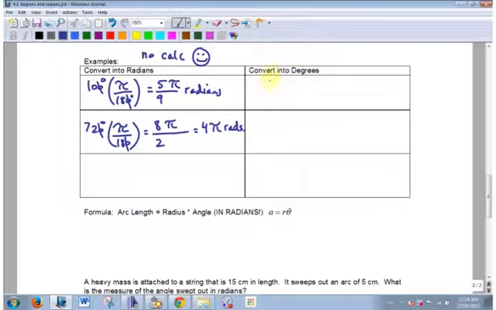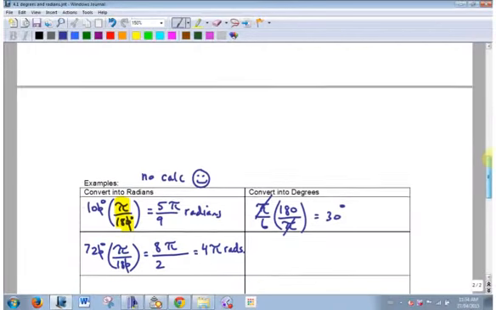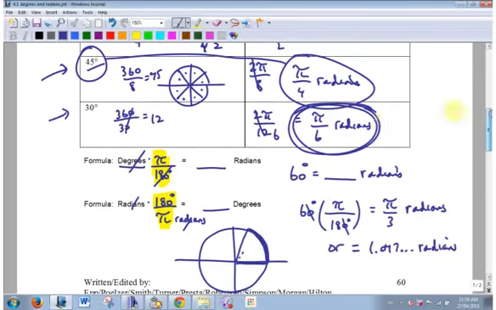Okay, how about convert into degrees? Pi over 6. What factor do I want to use here? Conversion factor. Same one, only I want to turn it upside down. Okay, I want to cancel out radians and put this into degrees. So pi cancels out. That's why you don't want to make it a decimal. And 6 goes into 180. 30 degrees. Right? Have we seen that before? Yeah.